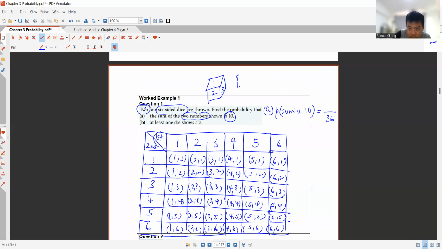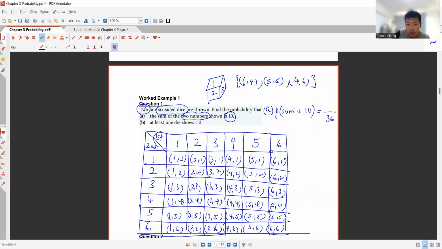Okay, so the first one will be 6, 4, the first outcome. Then the next one you will get is 5, 5. 5, 5 is one of the results because 5 plus 5 is equal to 10. Then after that, 6, 5, no. And then 4, 6, yes.